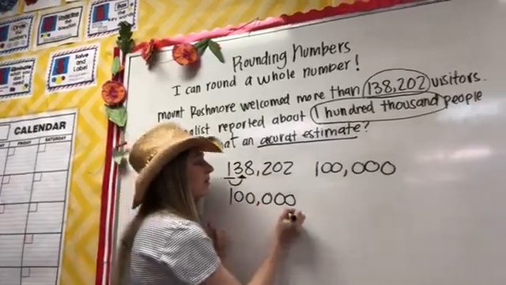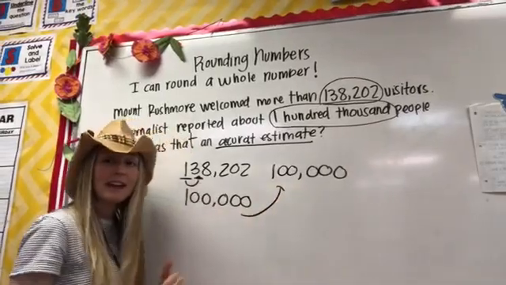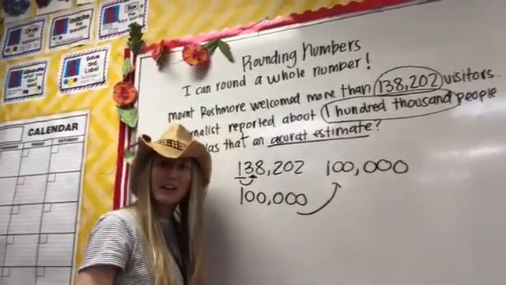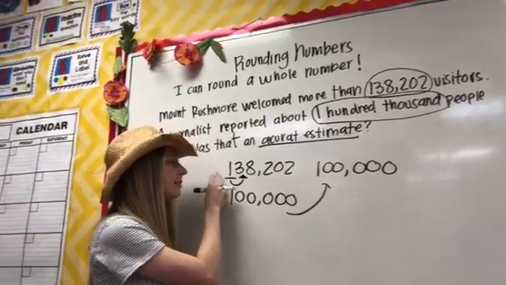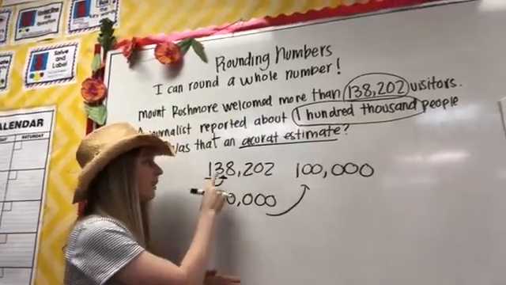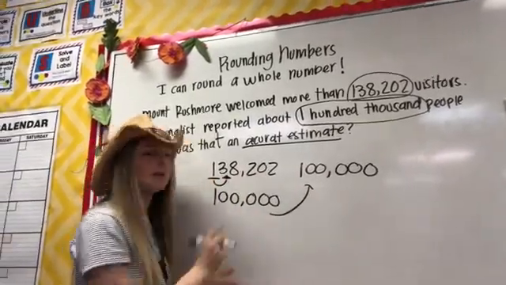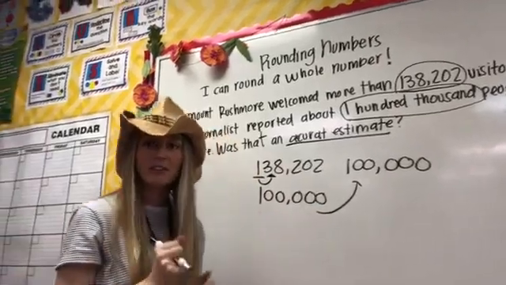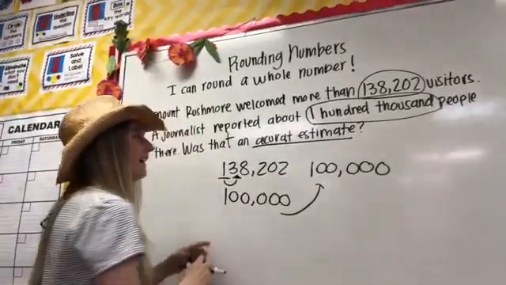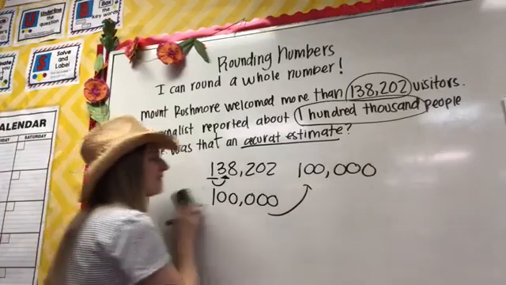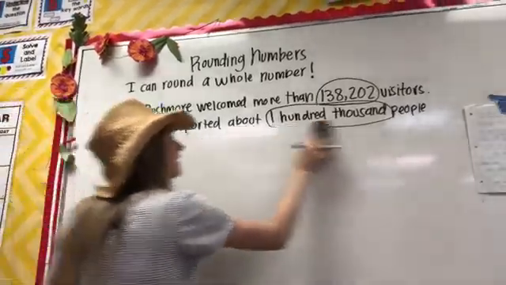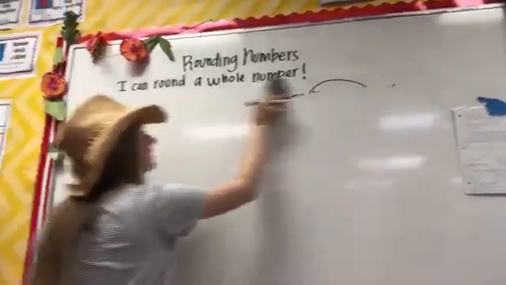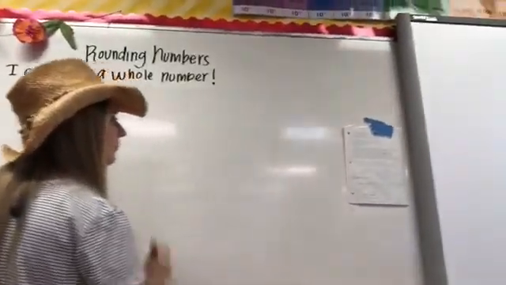So was 100,000 an accurate guess? It was, because if we rounded the 100,000's place, we would see that 3 told it to stay the same, everything else changed to 0, and it would be 100,000. All right, that confused you. Don't let it. We are going to keep going. All right, example number 1.